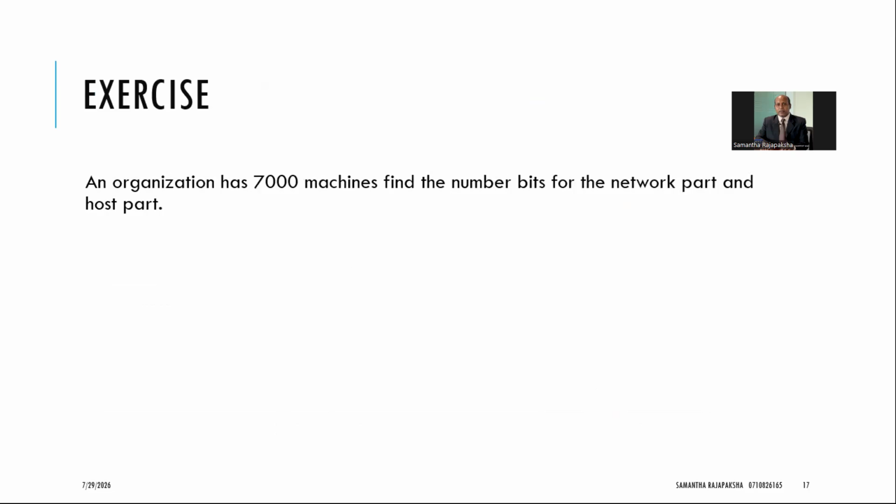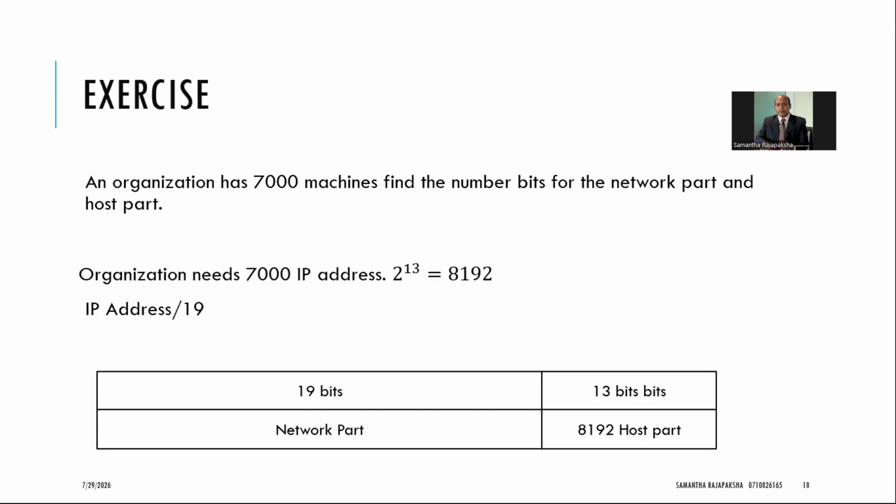Then let's say an organization has 7,000 machines. How do I find the network part and host part? This is how you should calculate it. For 7,000, the closest 2 to the power is 2 to the power 13, which is 8,192. Then 13 bits should go to the host, 19 bits go to the network part. This is the way you should calculate how many bits for the host and how many bits for the network.